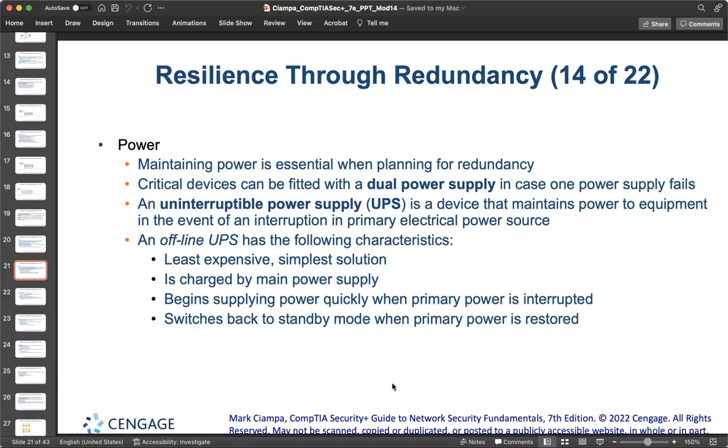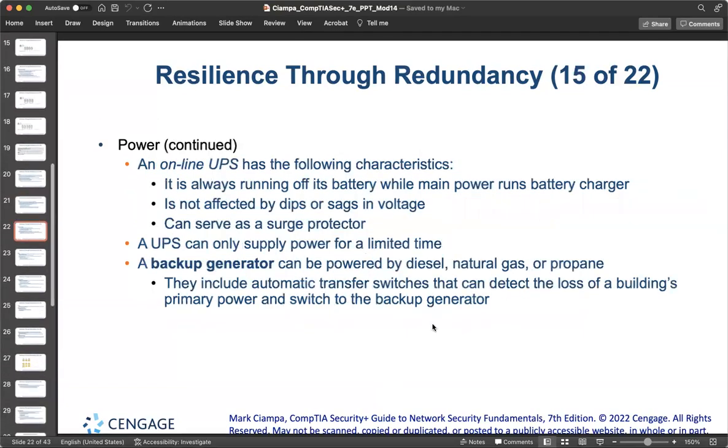A UPS is a device that maintains power to the equipment in the event of an interruption in the primary electrical power source. An offline UPS is not very expensive. It's a simple solution. It is charged by the main power supply, so you connect it to your wall plug and let it charge. It begins supplying the power quickly when primary power is interrupted, and switches back to standby mode when the primary power is restored. You still may have a delay because this is offline, right? And power surges may happen.